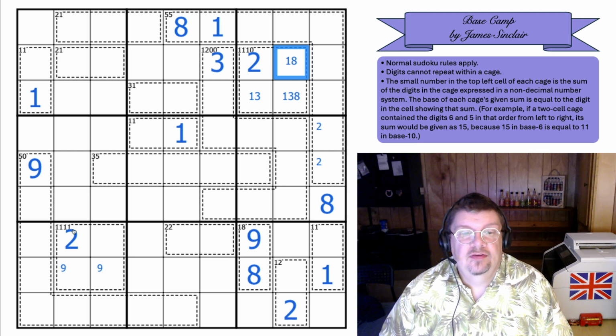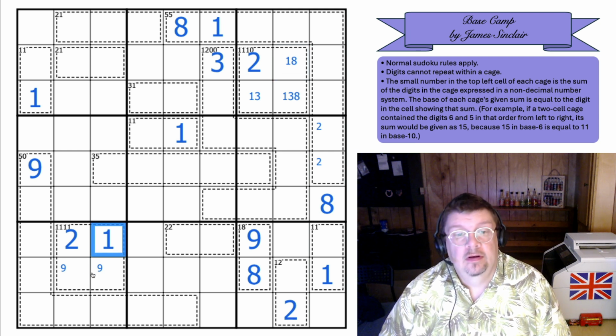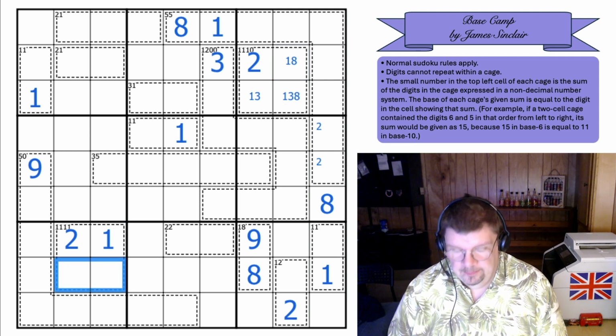Alright, that's better. So this is 15. And we know there's a 9 in there, so again it's 9 with a 1, 2 and a 3. So that has to be a 1. That's a 9-3 pair.